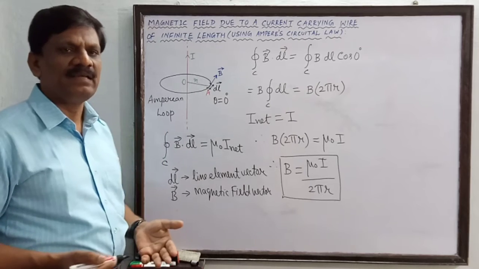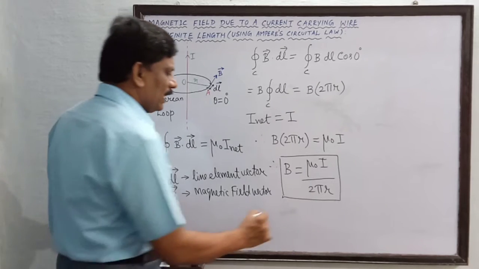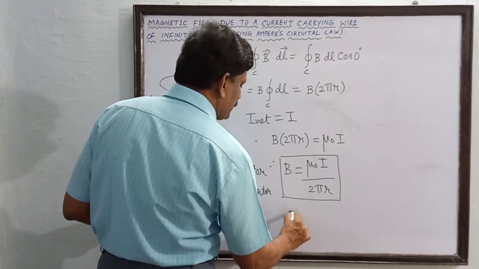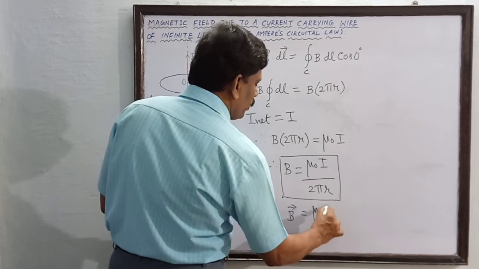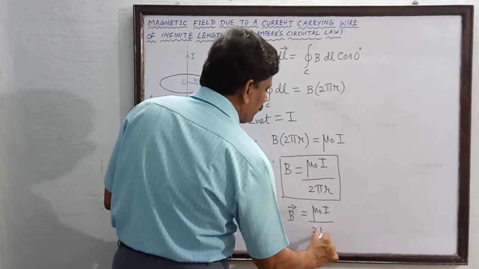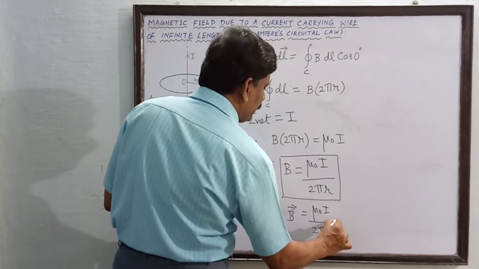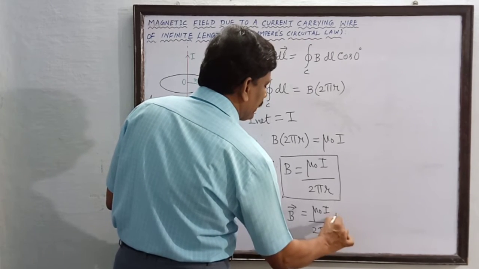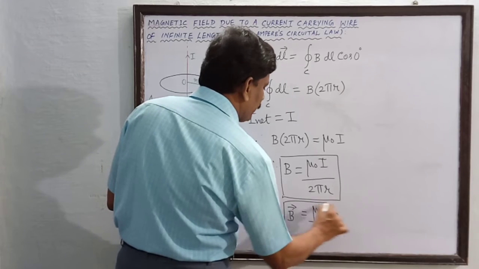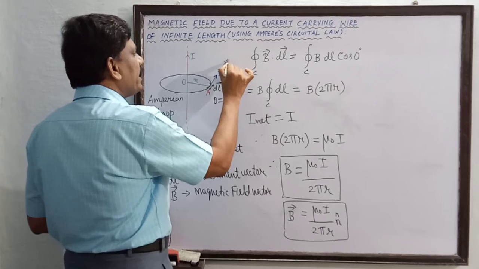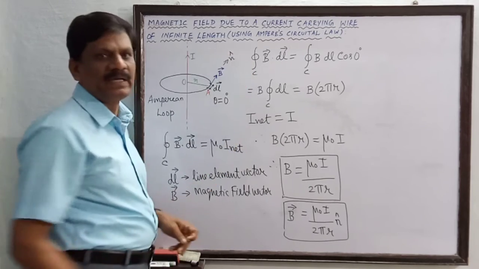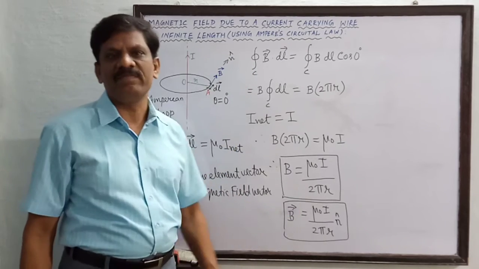But actually, magnetic field is a vector quantity. And hence, in vector form, the same can be written as B vector is equal to mu naught I divided by 2 pi r into n cap, which is a unit vector along the direction of B. So, this is in vector form.